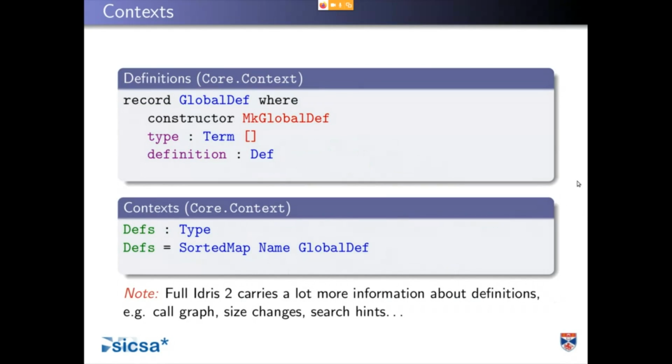Okay, let's move on, because there's no way I'm going to get through all this material today if I don't. So we need to represent the global context. That is a map from names to global definitions. Every definition has a type, so we've got this record saying everything about a definition: it has a type and it has a definition. In full Idris 2, there's a load more stuff in here. We need to think about the call graph, size changes for termination checking, search hints, multiplicities of things, and all kinds of other stuff. This is the thing that you will be looking up values from the whole time.